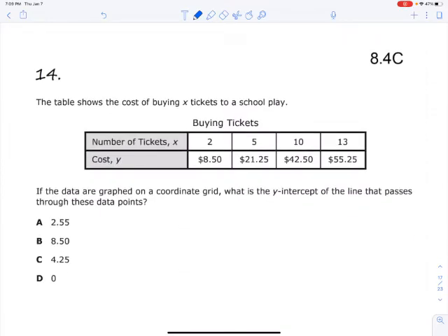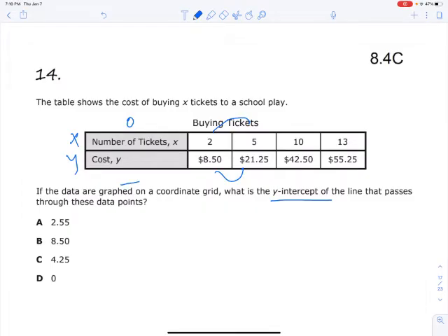Doing the same thing. It's another T-chart. The table shows the cost of buying X tickets to a school play. If the data are graphed on a coordinate grid, what is the y-intercept of the line that passes through these data points? Now, we've got to remember, when we do the delta y divided by delta x, and it gives us our x and our y, and we look at that pattern, we're finding slope. But what is the y-intercept? Where's the y-intercept found in a T-chart? The y-intercept is found at the 0 value. When x is 0, what is the y value? So that's what we're looking for in this particular one.